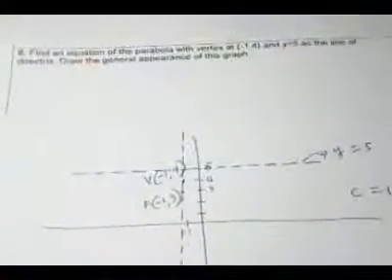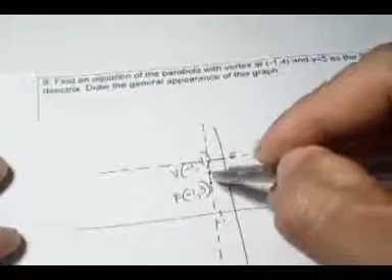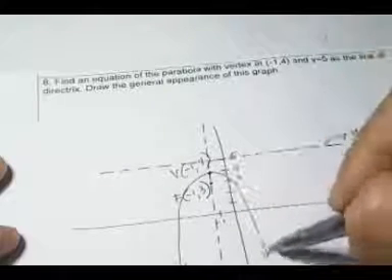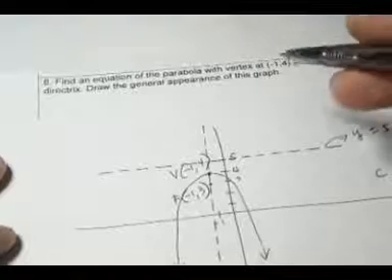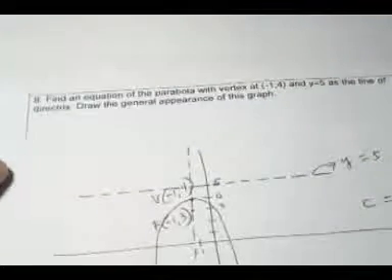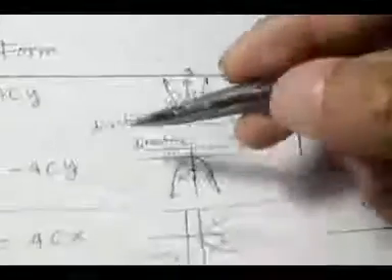Okay, so the appearance of the graph: take note that the focus is inside the graph. So this is our sketch of the graph. Okay, it is open downward. So its equation, referring to the graph, this is the one that opens downward.